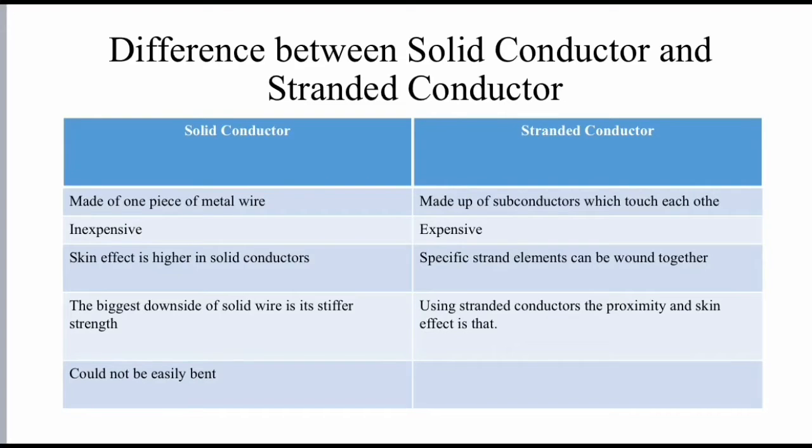Stranded conductors. What are stranded conductors? A stranded conductor wire is made up of subconductors which touch each other. Compared to solid wire, it is more costly to make. The size of a stranded conductor is compared to solid wire for the given current carrying capacity. Specific stranded elements can be wound together to get the desired transmission line. ACSR conductor includes aluminium and steel strands. Using stranded conductors, the proximity and skin effect is reduced.